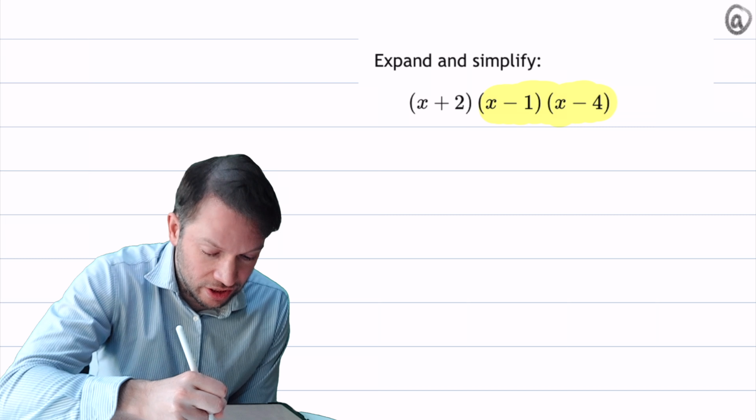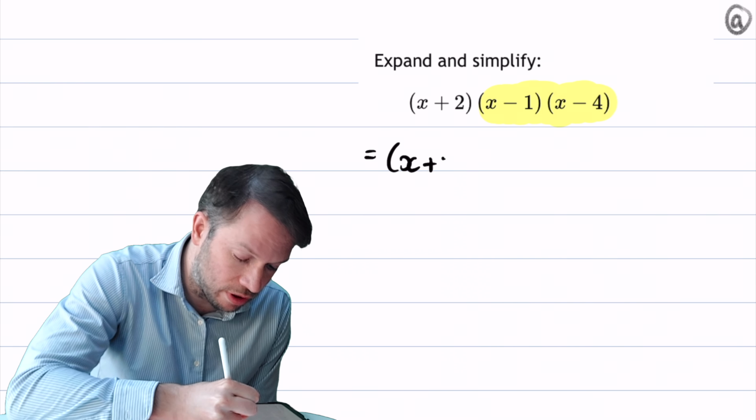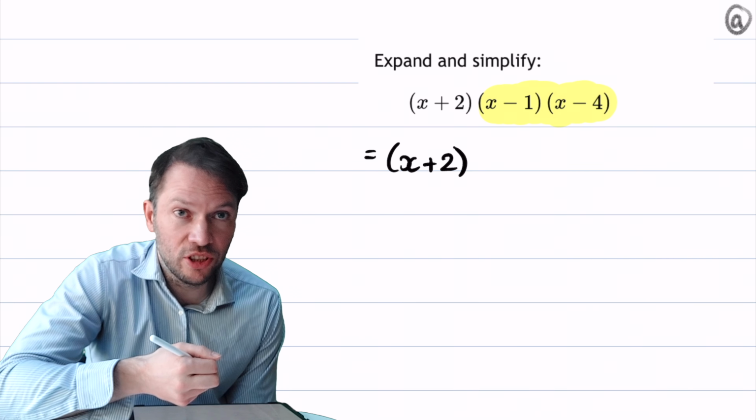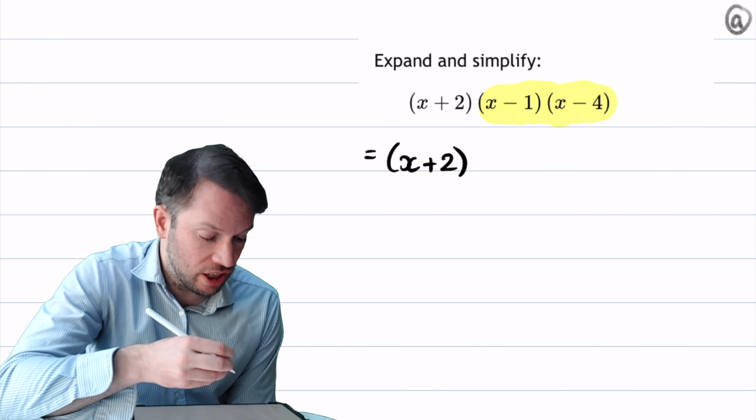So that's what we're going to do. We're going to leave the x plus 2 as it is. I'm going to multiply the second and the third bracket together. Now, how do we multiply two brackets together? Well, we do each term in the first bracket multiplied by each term in the second.